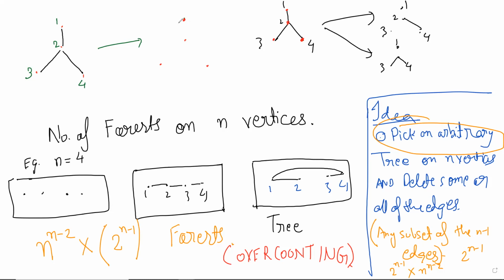No, I think this answer is not correct, but I think I'm wrong. So is it possible that you get the same forest from two different trees? Then it will be an overcounting, right?